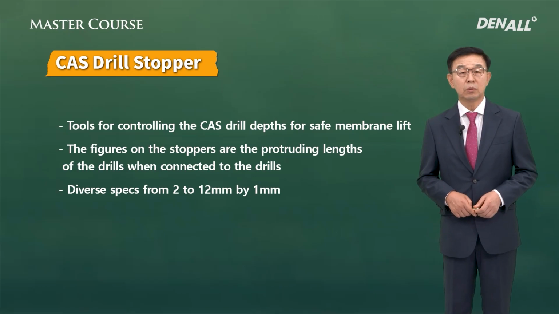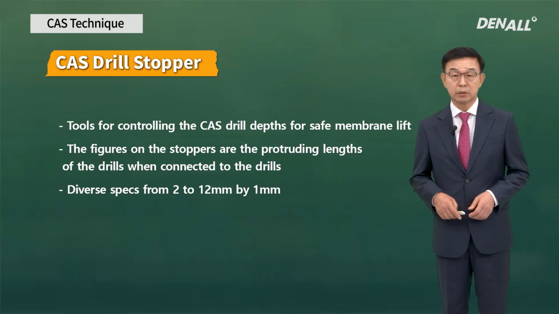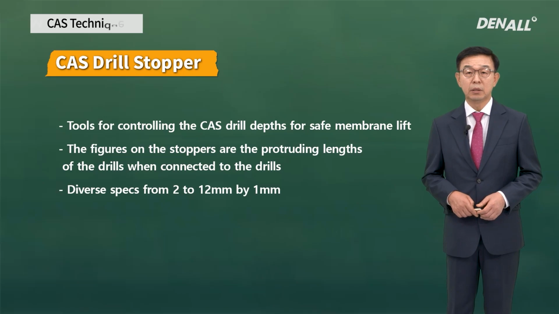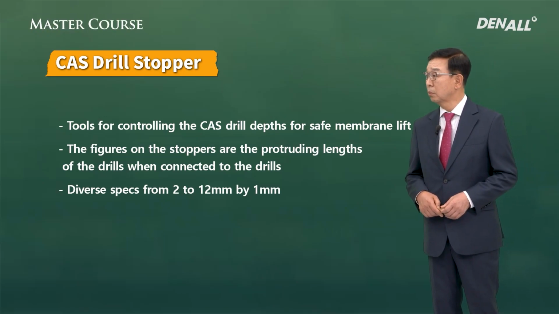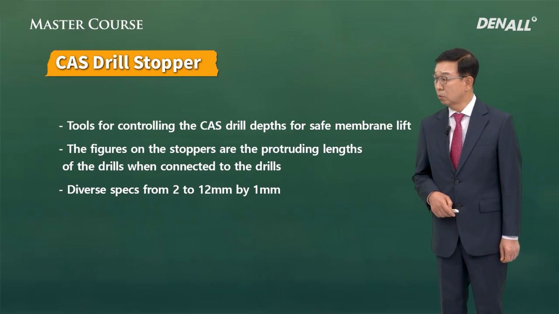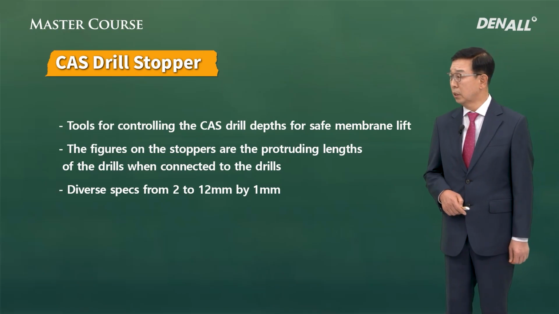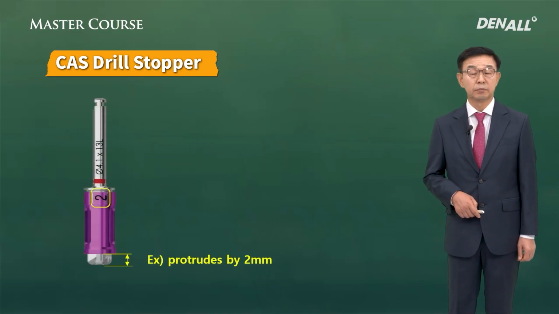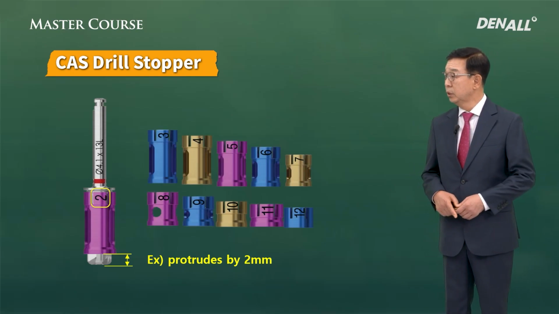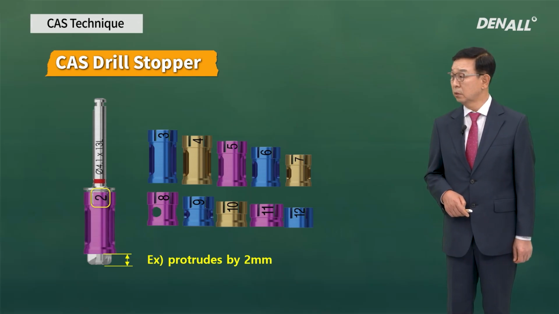In the CAS drill, there's a stopper which ranges from 2 to 12 millimeters. You can gradually do drilling on the sinus floor for the sinus lift. If you use it well, you can do sinus lift in the safest way without damaging the sinus membrane, and you can place the implant in this way. It's very useful. Ways to use the CAS drill stopper. There are various stoppers from 2 millimeters up to 12 millimeters, and you can gradually drill the sinus floor.